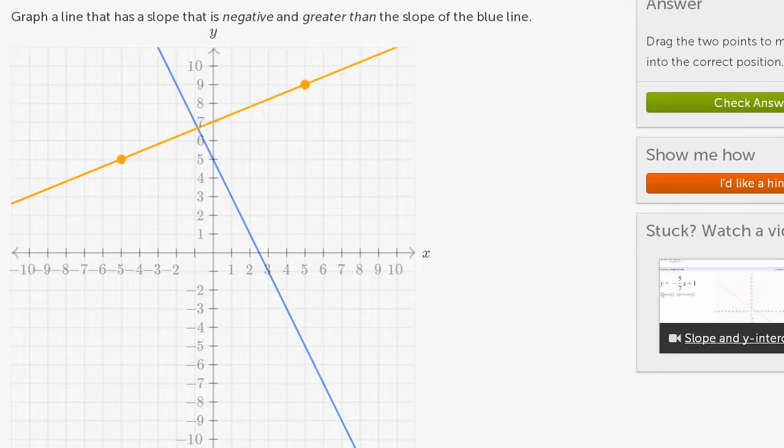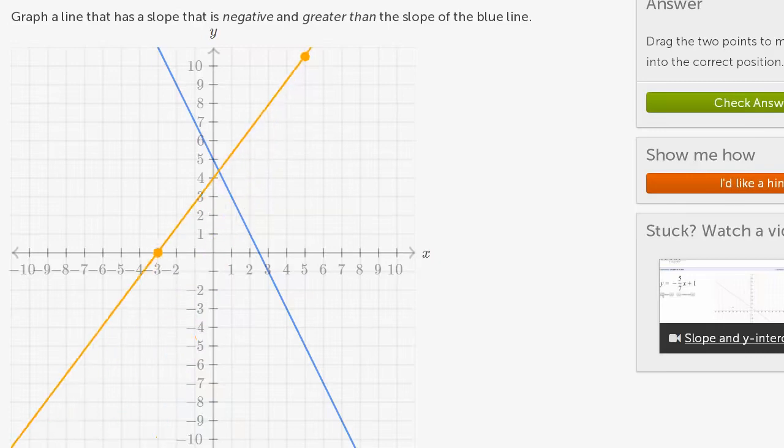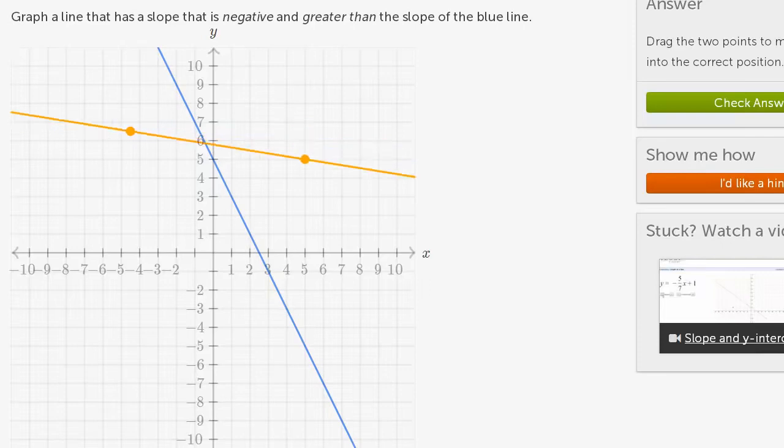This has an even more positive slope. This has an even more positive slope. As x is increasing, the y value is increasing really fast. This line is going up really fast as we move towards the right. So it's a very positive slope. This is less positive. This is a zero slope. And then this is a negative slope.